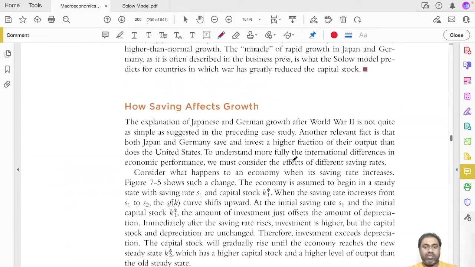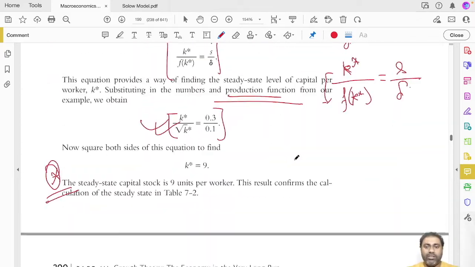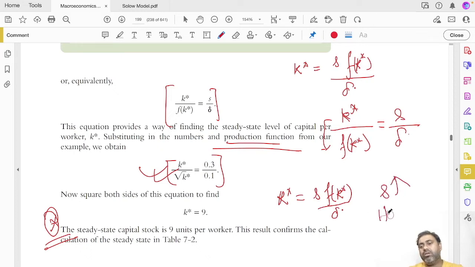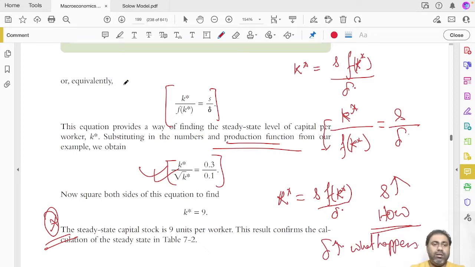Now the next thing: why is this important? The question that we usually get in the exam, we have seen K star is equal to S F by delta. So the question that is usually given is, if S is increased, how do we interpret this? What happens? Or if delta increases, what happens?